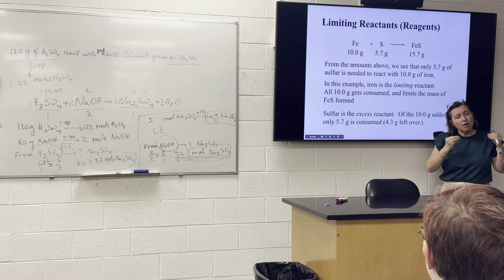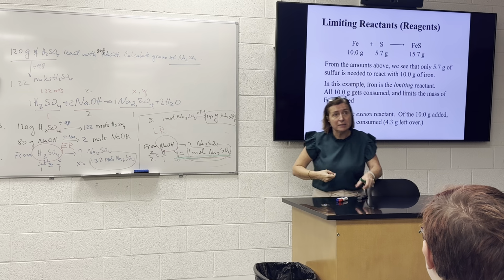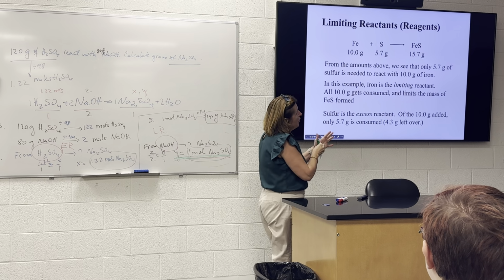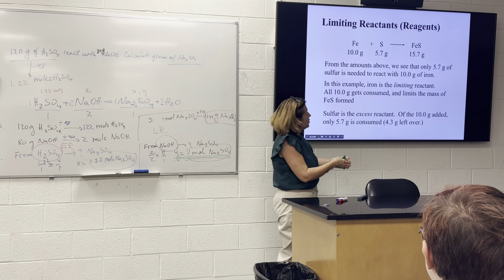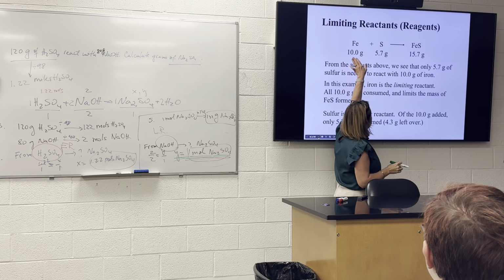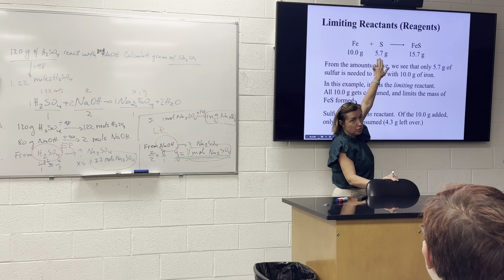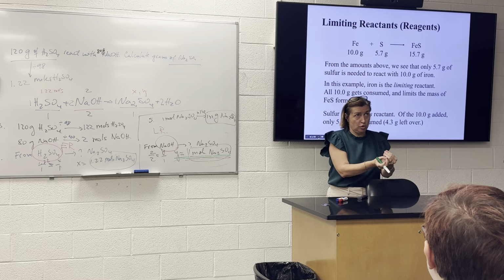We just calculated the theoretical yield, right? Now, because the law of conservation of mass has to be obeyed, how many grams of sulfur are we going to use for the reaction? 15.7 minus 10 gives me 5.7 grams used. That's how much is used, okay?